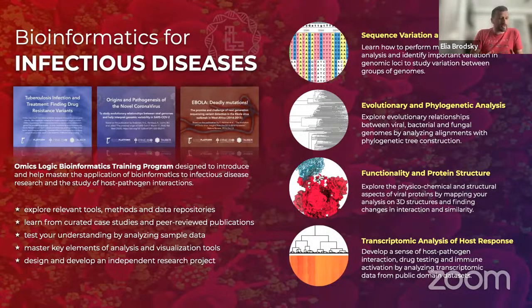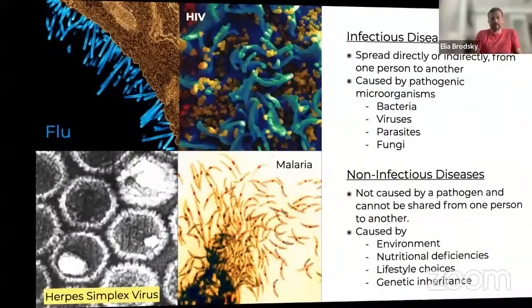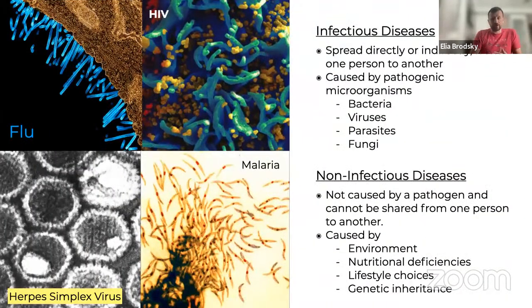Before we jump into this, let's briefly talk about the definition of infectious diseases. Infectious diseases, also called communicable diseases, are caused by a pathogen, and that pathogen can be a bacterium, virus, parasite, or fungus. And these kinds of diseases are different from non-infectious diseases, or what's commonly known as chronic diseases. And so we will actually talk about specific applications of bioinformatics to the study of infectious diseases.